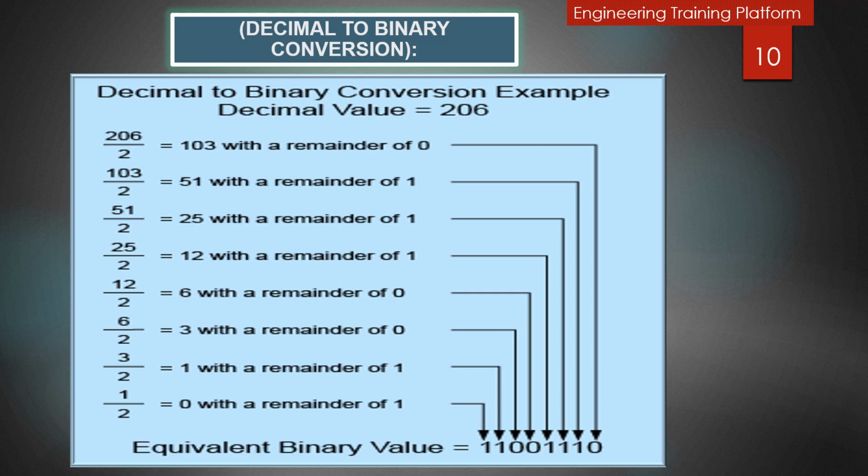2 multiplied by 103, the result will be 206. It means no remainder. No remainder means 0. And here on the second step, we will go for 103, which is coming from here, and the value will come here. We have to put it on the second step. Then 103 divided by 2 is equal to 51 and the remainder is 1.